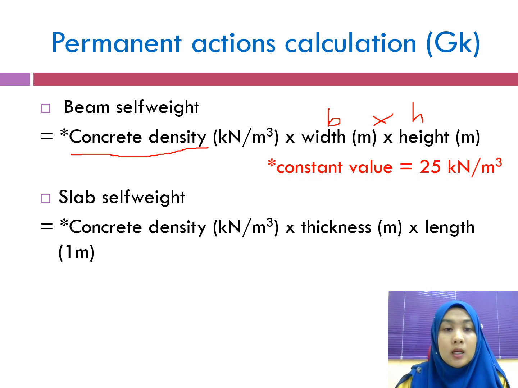So whatever members you want to calculate the self-weight for, the concrete density always equals 25 kilonewton per meter cube. Let's say you are going to design a slab. To calculate the slab self-weight, it is the concrete density times the thickness of the slab. At the end, the unit must be kilonewton per meter squared.